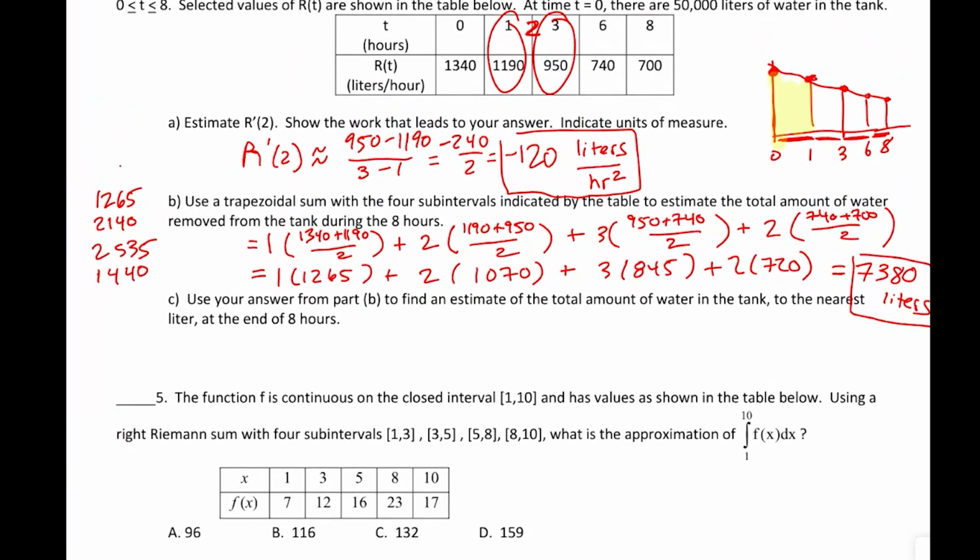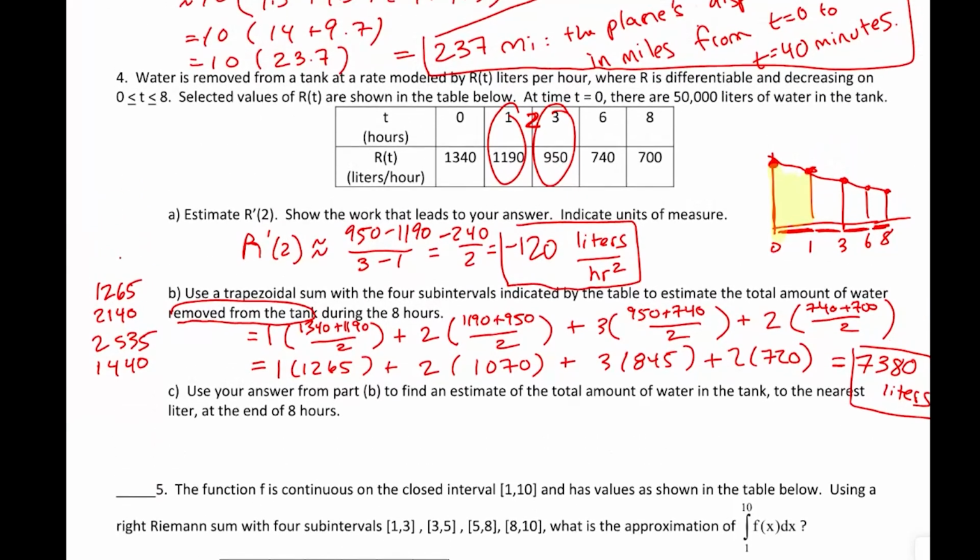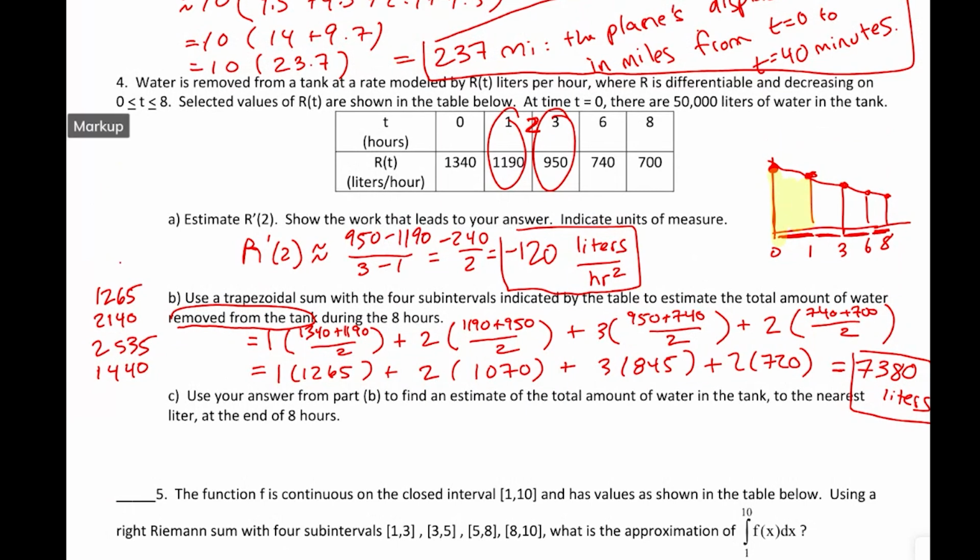C says use your answer from part B to find an estimate of the total amount of water in the tank to the nearest liter at the end of 8 hours. Now, what we got in part B represents the total amount of water that was removed from the tank during the 8 hours. So what we need to know is how much water was there originally. And that was given in the prompt. It says at time equals 0, there are 50,000 liters of water in the tank.